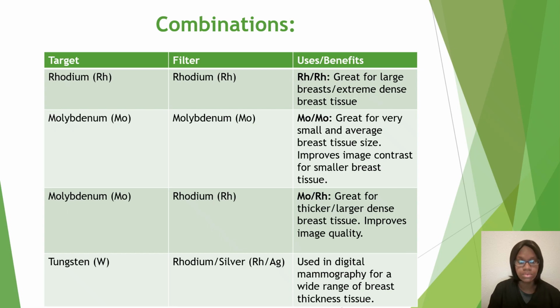For tungsten, the abbreviation is W. When you match it up with rhodium/silver, that's going to be beneficial for digital mammography for a wide range of breast tissue thickness. So I hope this makes sense. Just know that when I say combinations, it's whenever you are matching rhodium with rhodium, molybdenum with molybdenum, molybdenum with rhodium, tungsten with rhodium, or tungsten with silver. This is the combination that you're matching it with.